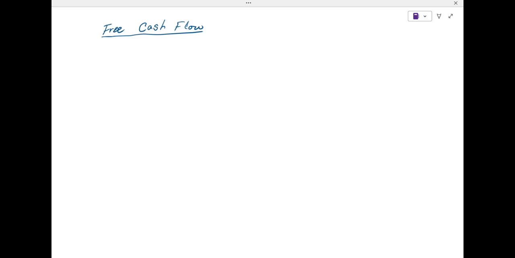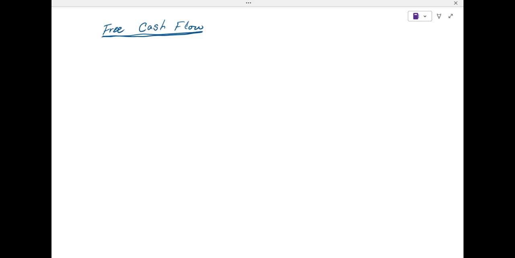But as an investor, as an analyst, we look at the cash flow statement in a different way. We need to find out the free cash flow. That is the cash flow available for equity investors because they would like to earn dividends.